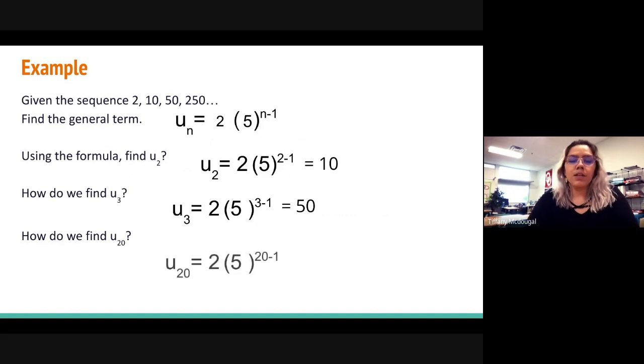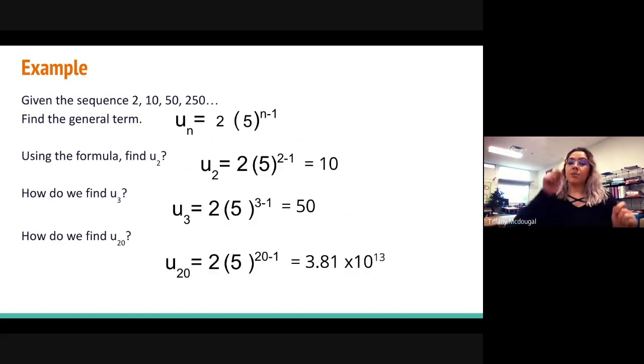So I'm going to grab my formula again, switching out n and inputting 20. And then when I put that into my calculator, you're going to see that you get a really big number. My calculator didn't even give me the full number because it was too big. It gave it to me in scientific notation. That's how big it is. So I got 3.81 times 10 to the 13th power. If you remember back to our first unit when we talked about scientific notation, that'd mean we'd have to move that decimal 13 times to get that very, very large number.